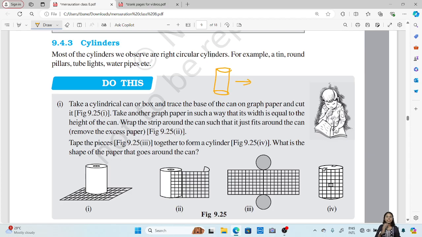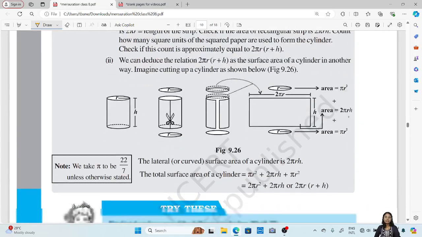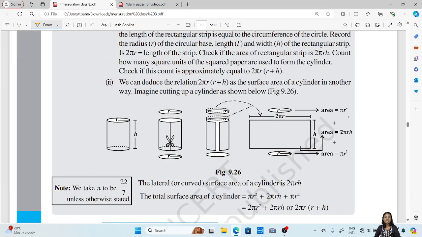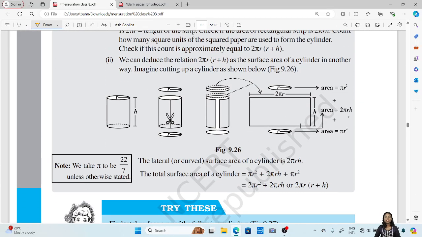Okay, so now if I try to open up these places, this is one face and this is one face. So these are basically what? These are circular shapes. The two faces are circular. And the remaining, if I open up, is basically this. Right? So this plus this makes up the cylinder. So now if I have to find the surface area of a cylinder, see here now.